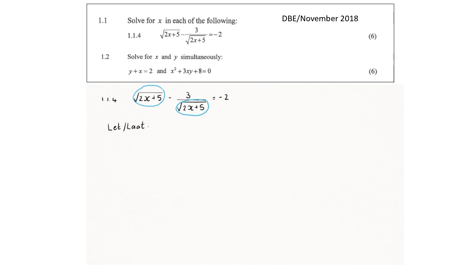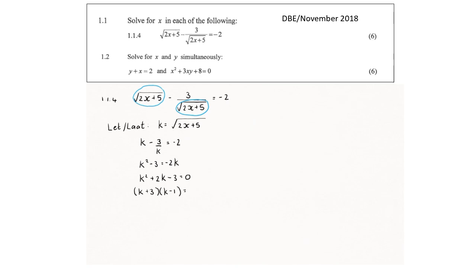So what we do is we let k be equal to the square root of 2x plus 5. And then this equation changes to (k minus 3) over k equals negative 2. And this equation is a lot simpler to solve. To get rid of the fraction in the equation, we multiply each term by k, and then this becomes k squared minus 3 equals negative 2k. Then we write it in standard form, and that is k squared plus 2k minus 3 equals 0. And this can be factorized as (k plus 3) times (k minus 1) equals 0.